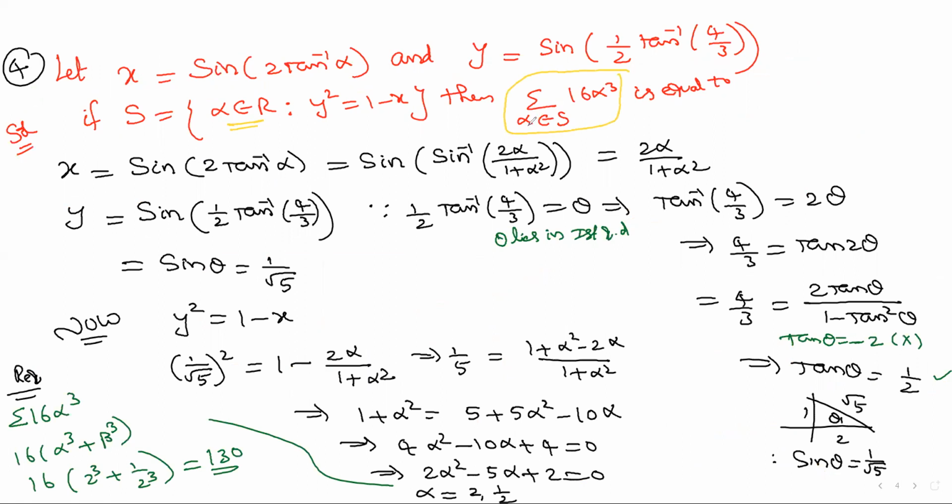Summation over alpha belonging to S of 16 alpha cubed. So first find out the x and y values. X is equal to 2 tan inverse alpha. So we have 2 tan inverse of alpha in terms of sine. This is sine inverse of 2 alpha by 1 plus alpha squared. Here the sine gets cancelled. What we get here is 2 alpha by 1 plus alpha squared. This is the x value.